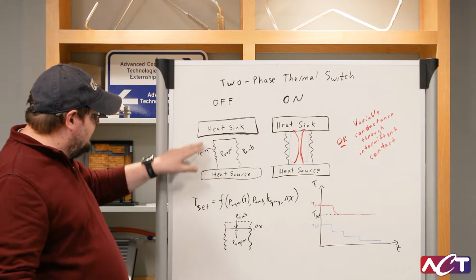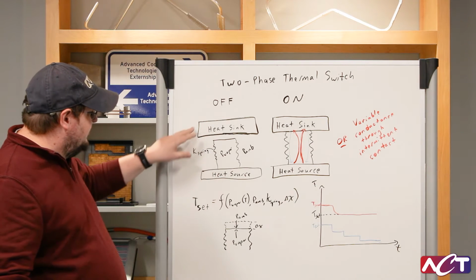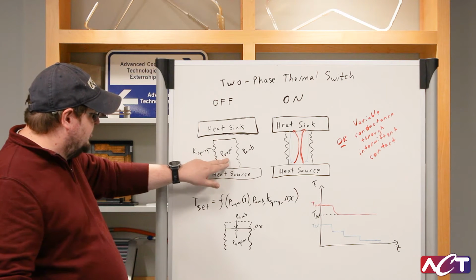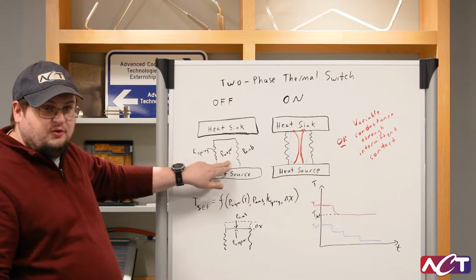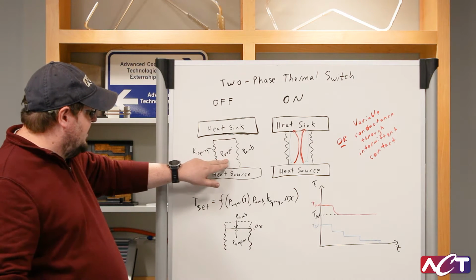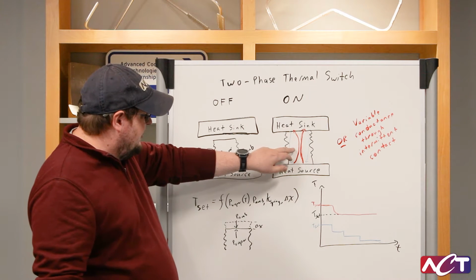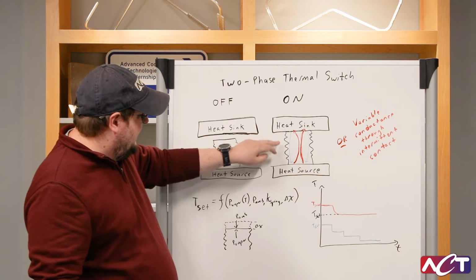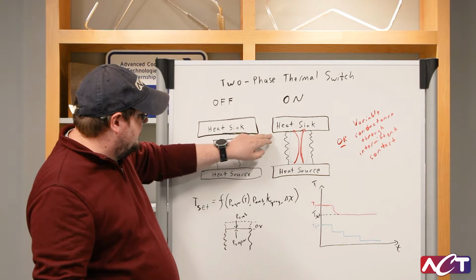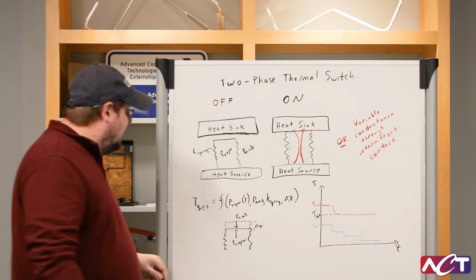So you have a disconnected heat path when the switch is off, when the vapor pressure corresponding to the vapor temperature of the fluid inside the bellows is less than a certain value, and above that temperature and vapor pressure, the bellows is in contact with the sink and the switch is on.